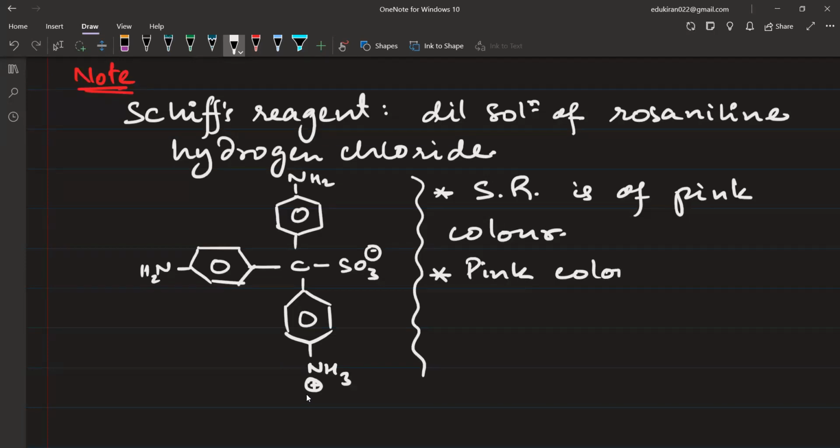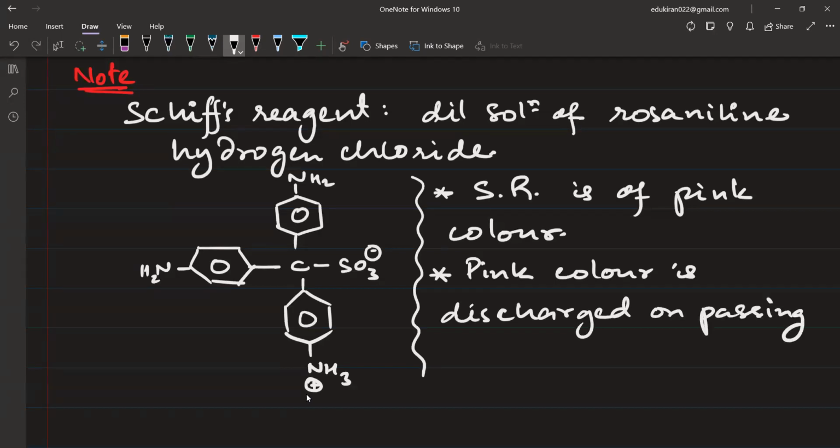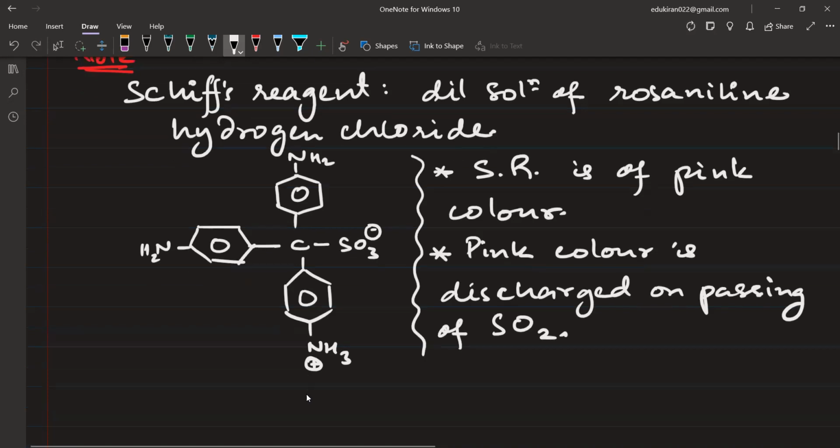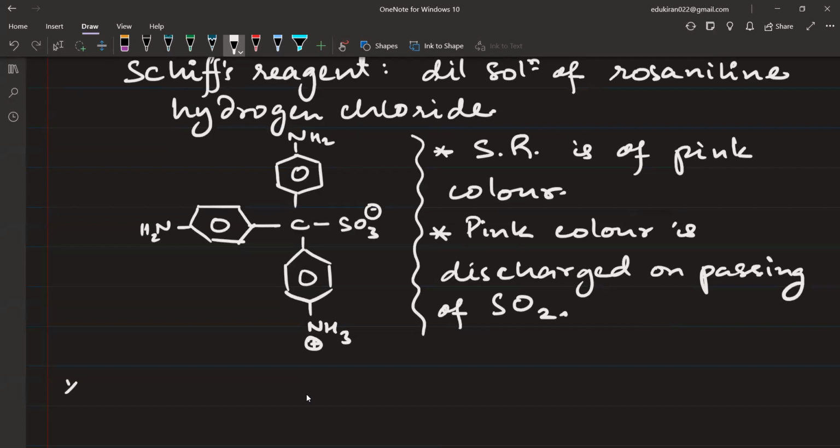Pink color is discharged on passing of सल्फर डाइऑक्साइड. ठीक है, पहले Schiff's reagent लिया हमने, पिंक कलर का होगा. पिंक कलर कैसे खत्म हो जाएगा? अगर आप उसमें क्या पास कीजिए? सल्फर डाइऑक्साइड. एंड आफ्टर इफ यू ऐड एल्डिहाइड टू दिस, सो एल्डिहाइड कैन रीस्टोर दैट पिंक कलर.